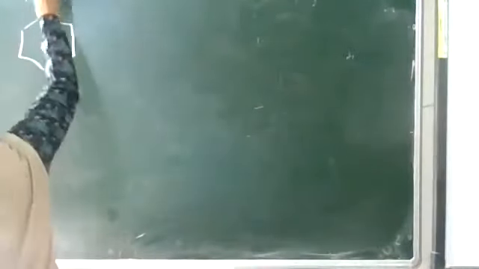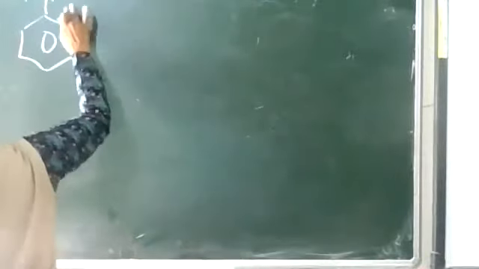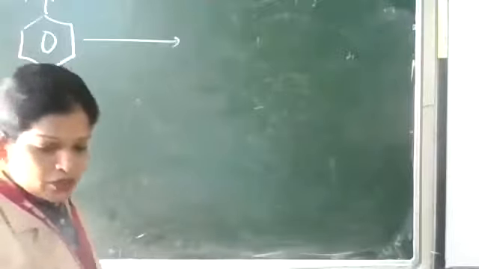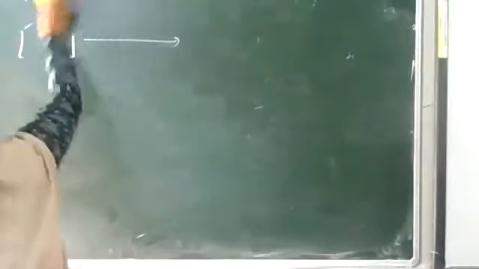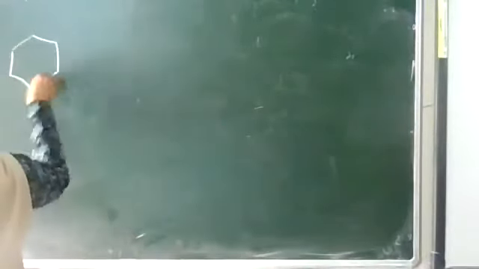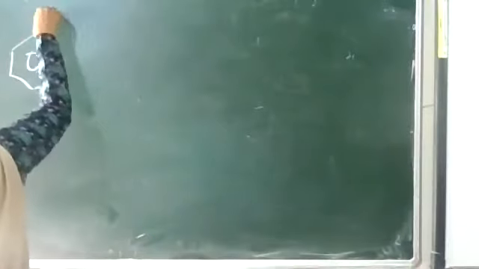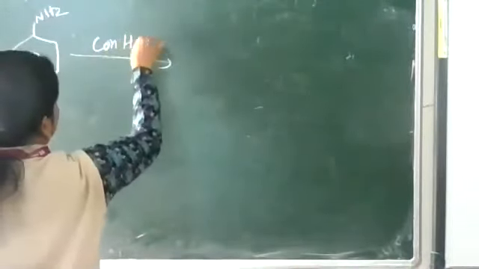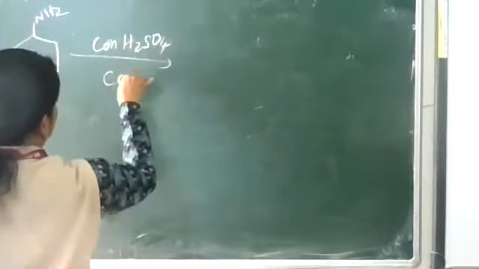Next is what? Nitration. Of course, this NH2. There is a big problem in nitration. What are you doing for nitration? You are putting concentrated H2SO4 and concentrated HNO3. This is the nitrating mixture you are adding to nitrate this aniline. Concentrated H2SO4 and concentrated HNO3.